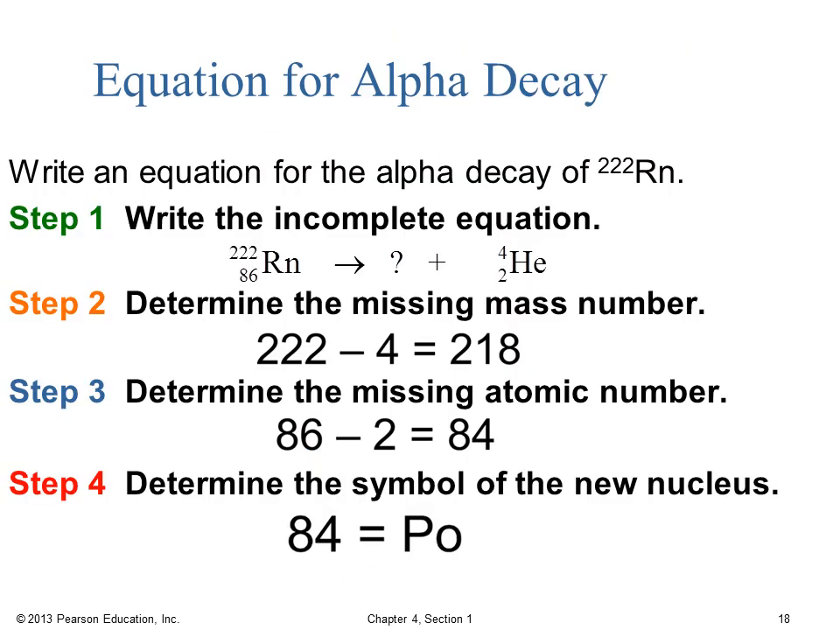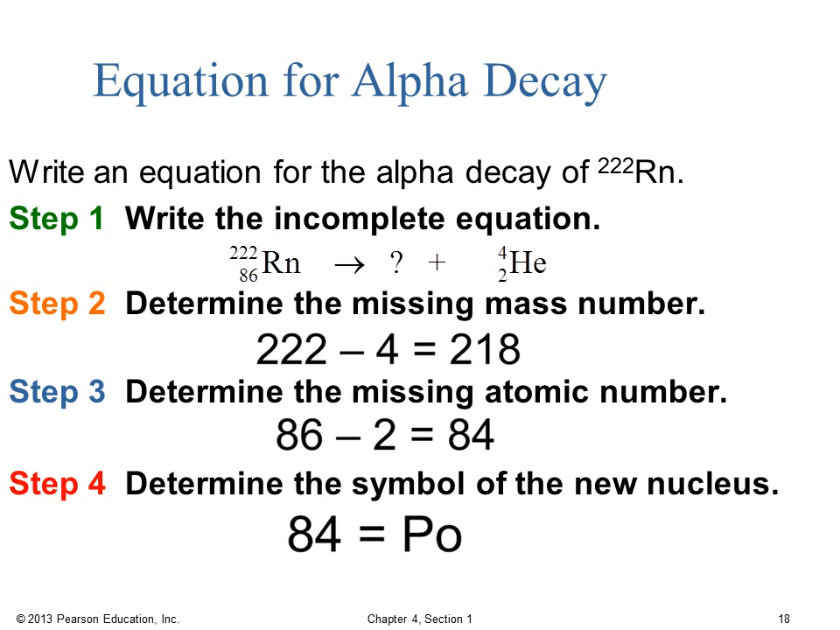So here's an example of completing a nuclear equation. It's asking us to write an equation for the alpha decay of radon-222. First we're going to write the incomplete equation. We know we have radon. We know it has a mass number of 222. And when we look on the periodic table, we find its atomic number of 86. Then we see that we have an alpha decay. For alpha decay, you use the symbol for the helium nucleus. So we have He, with a mass number of 4 and an atomic number of 2.